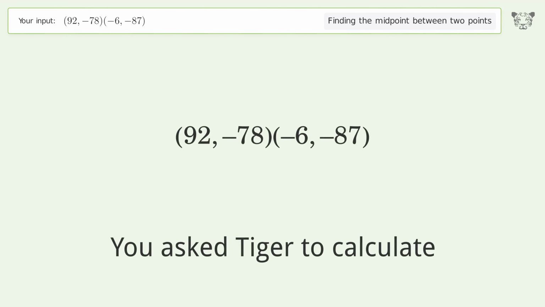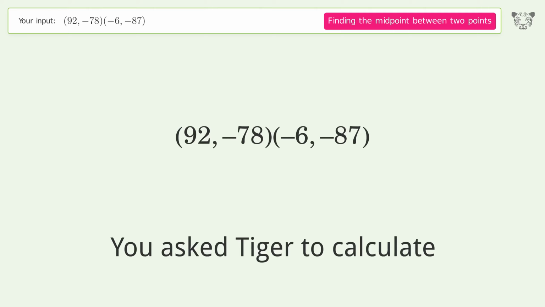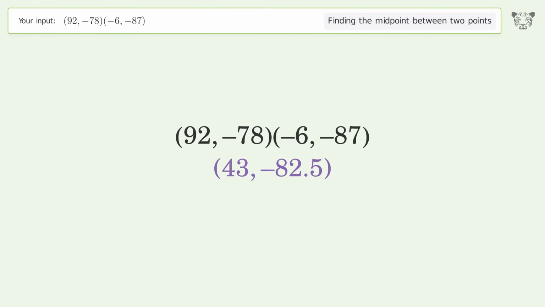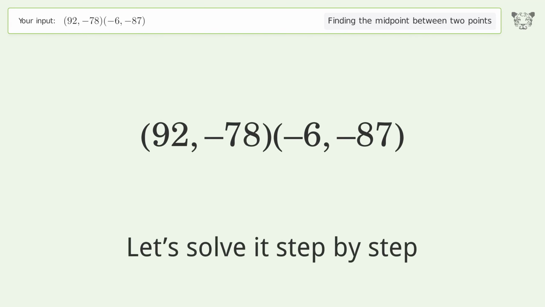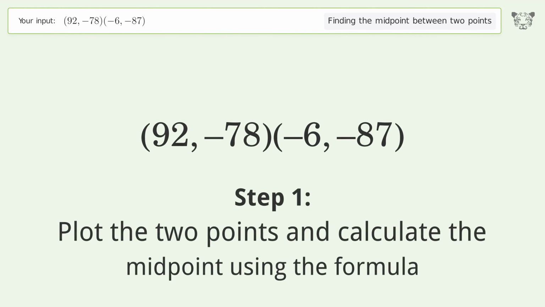You ask Tiger to calculate. This deals with finding the midpoint between 2 points. The midpoint between the 2 points is 43, negative 82.5. Let's solve it step by step. Plot the 2 points and calculate the midpoint using the formula.